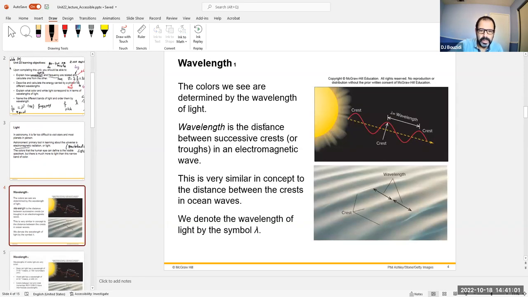So again, the colors we see are determined by the wavelength, and I described what the wavelength is: from crest to crest. The consecutive crests, successive crests, that's key in this case, or troughs if you like, which is the bottom and the bottom. It has to be successive also. This is what the wavelength is. This is very similar to the concept of distance between the crests in the ocean. It's the same idea. It's a wave, whether we're talking about light or waves on the surface of water. And it usually has the Greek letter lambda.